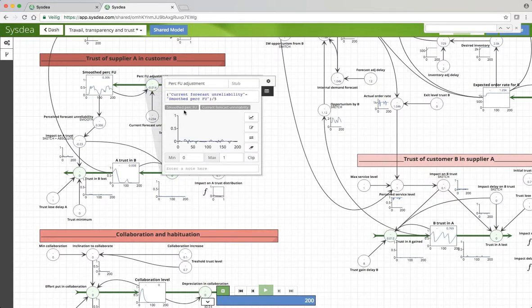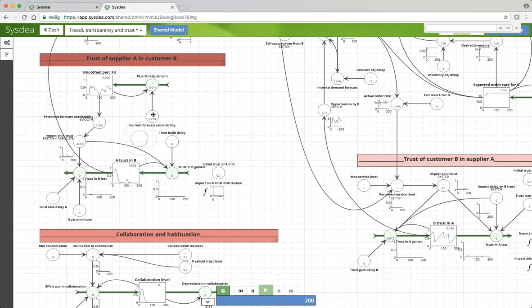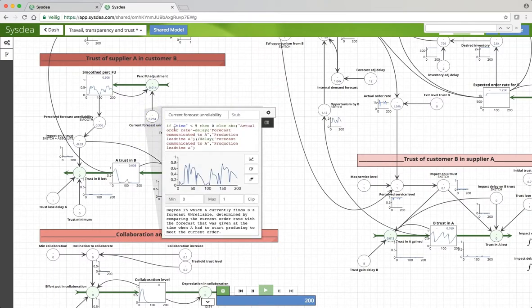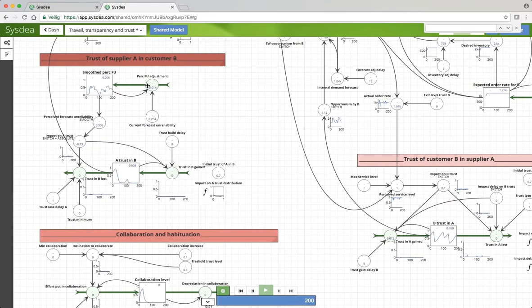We get there by taking the current forecast reliability and smoothing that over time. How do we get the current forecast reliability? What we really do is we take the gap between what was actually ordered and what was, 6 weeks ago, since production lead time is 6 weeks, told by this customer B to supplier A about their forecast. If that's a big number, as a percentage of what originally was told, then there is a high forecast error. You see here several cases in which that reaches 80% at a 50% increase. And that then leads to a low reliability, which then leads to an impact on trust.